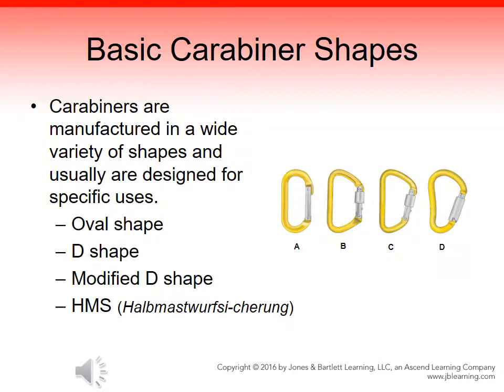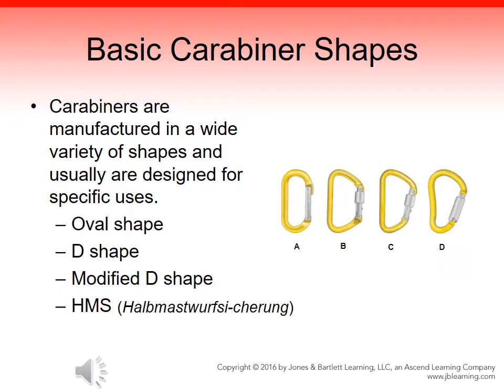Carabiners are manufactured in a wide variety of shapes and usually are designed for specific uses. They were originally designed as a simple oval shape, as we see in figure A there. When an oval carabiner is placed under load, the stress is the same on both sides, meaning stress is placed equally on the spine and the gate. This is a problem because in any carabiner, the weakest side is the one with the gate.